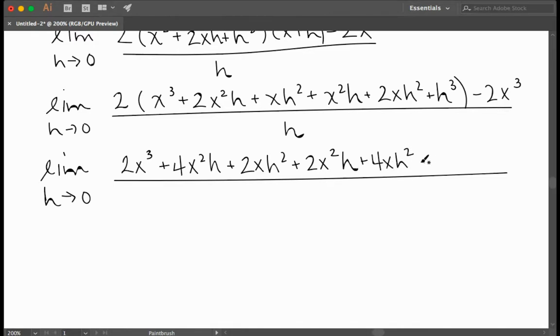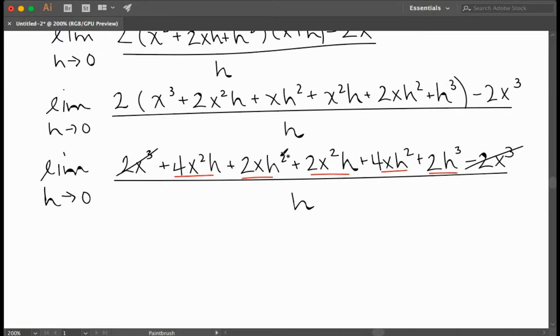And if you need to pause at any moment to convince yourselves how I did this, that's always acceptable. All right. So now we have everything in the numerator in standard form. So now we can look and see here, 2x cubed minus 2x cubed is 0. So those two are going to add up to 0, so they will be gone. Now you can see all of the remaining terms have at least one factor of h.